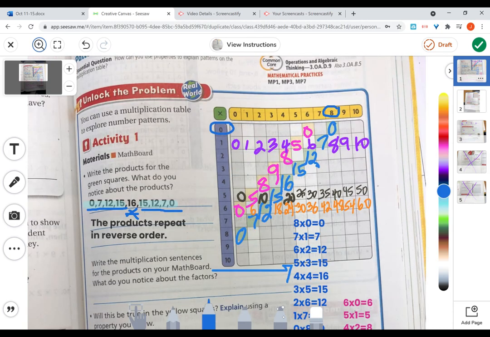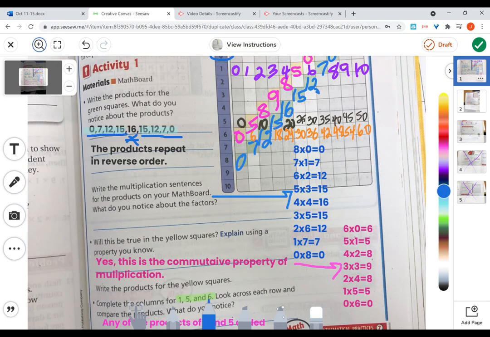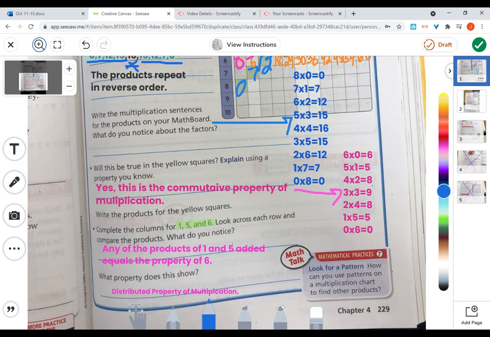So when you look at the yellow, you're going to notice the same pattern. You've got your 6 times 0, 0. 5 and 1 is 5, 4 and 2 is 8, 3 and 3 is 9. Then you've got 2 and 4 is 8, and 1 and 5 is 5, and 0 and 6 is 0. So again, you're noticing the same thing. All of your products are going to be very similar. It's just in reverse order.